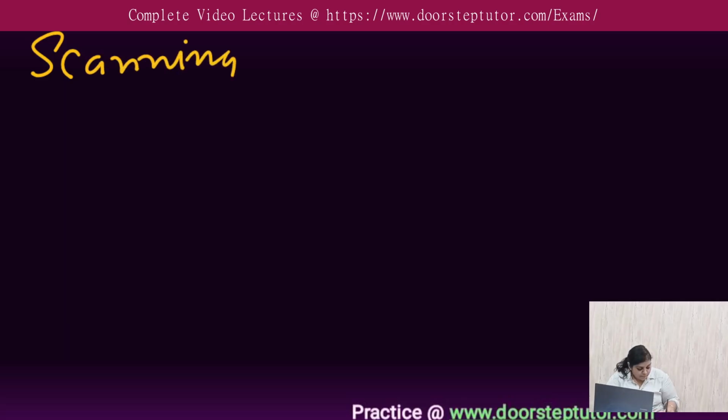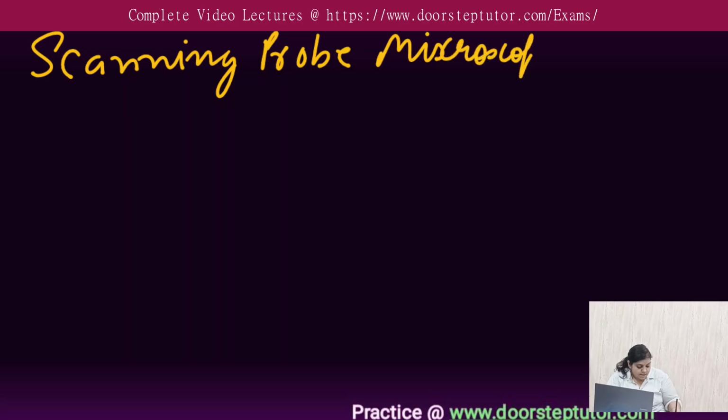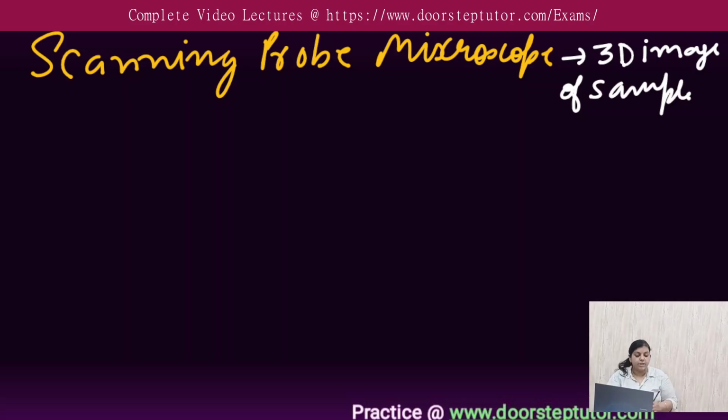So to overcome these limitations, we have new microscope techniques, basically called the scanning probe microscopes. The major advantage of these microscopes is that they provide us the 3D image of a sample. That means not only vertical, horizontal resolution will also be there. All three directions will be covered. So the 3D image of the samples will be formed by using the scanning probe microscopes.